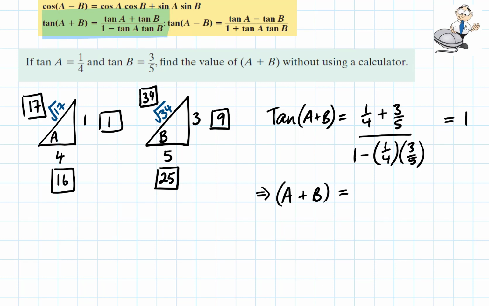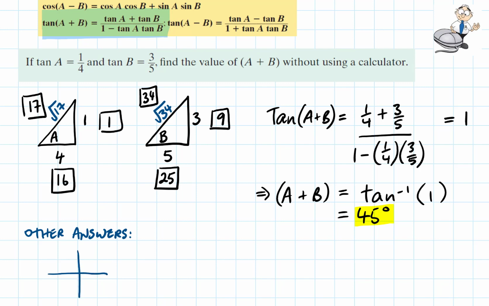Therefore, A plus B must be tan inverse of 1. And we might recognize that tan inverse of 1 is 45 degrees. Or at least this is one of the answers. It's not specified in this question between what range A and B is, because there is an infinite number of values we could put into the calculator that would tell us that the tan of this angle would be 1. So one of the answers is 45 degrees.